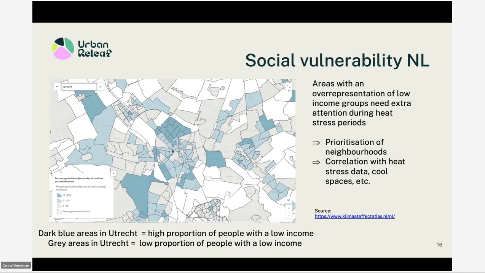This particular example is coming from the Climate Effect Atlas. The map that you see here is plotting the city of Utrecht in different areas, and depending on the color code, it reflects the level of income. So the dark blue is representing a high proportion of people with a low income. So here in the co-creation exercise, or in the preparing for inclusion phase, we say to Utrecht to prioritize those neighborhoods with people with a lower income, because these areas are also more often correlated with heat stress data or less access to cool spaces.